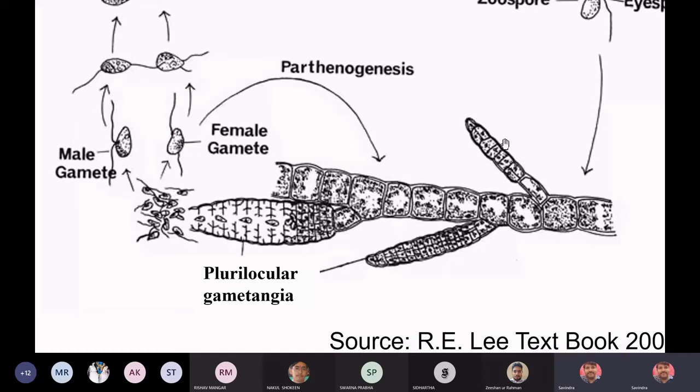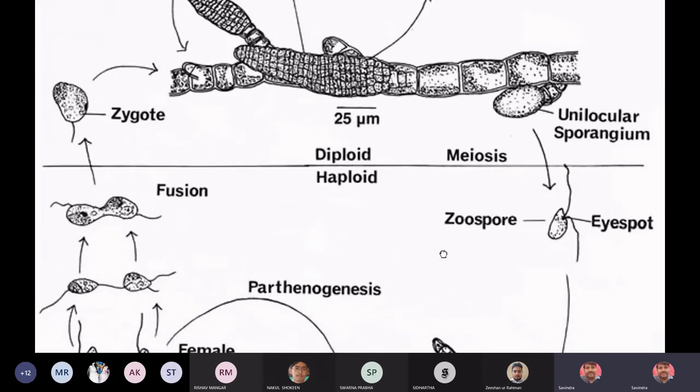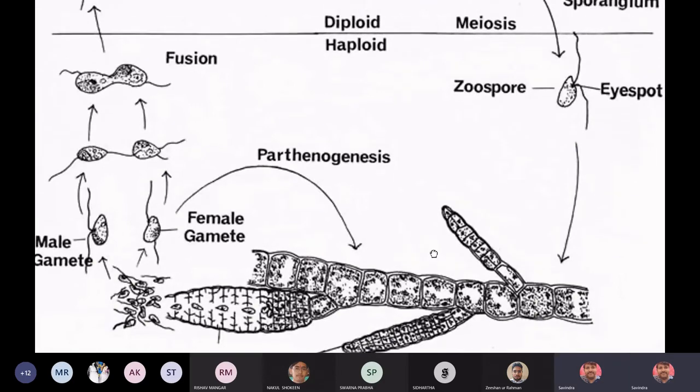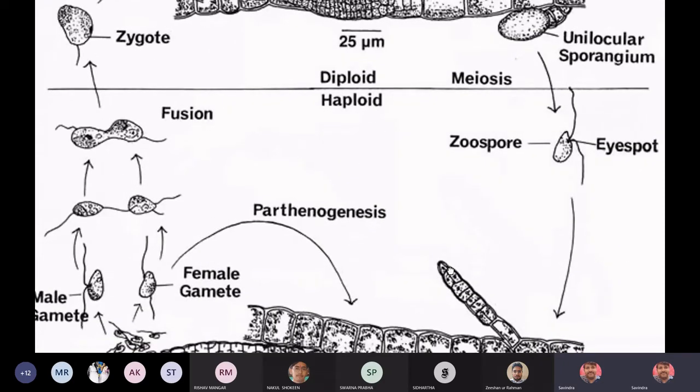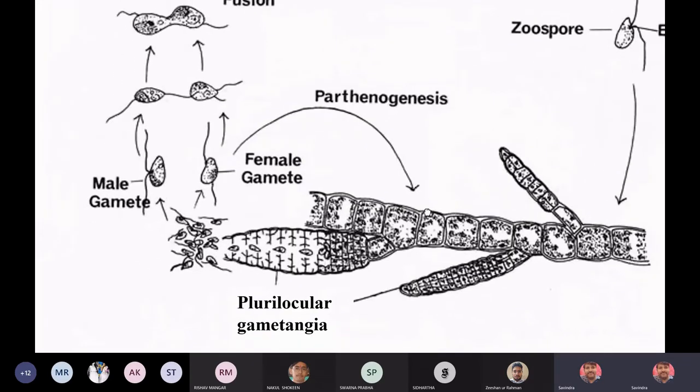और gametophyte में क्या होता है कि इसकी सेल्स आपको थोड़ी छोटी दिख रही होंगी compared to these cells. Okay, एक तो डिफरेंस है. In this gametophyte you will not find this unilocular sporangia, but plurilocular sporangia इसमें भी दिखाई देगी. And these plurilocular sporangia of gametophyte will produce male gamete and female gamete.